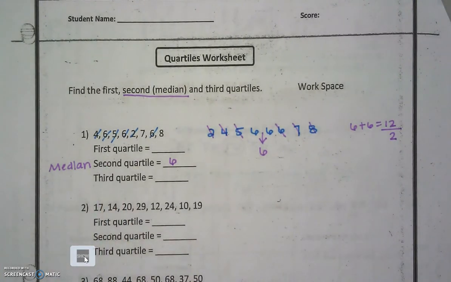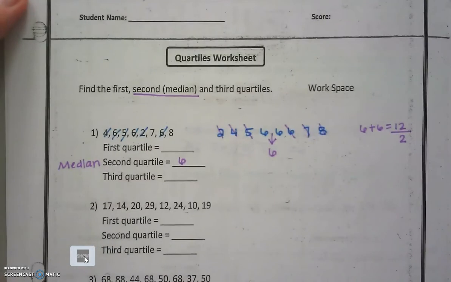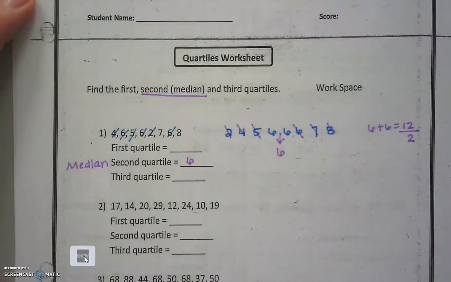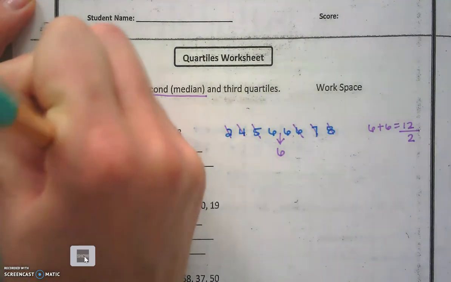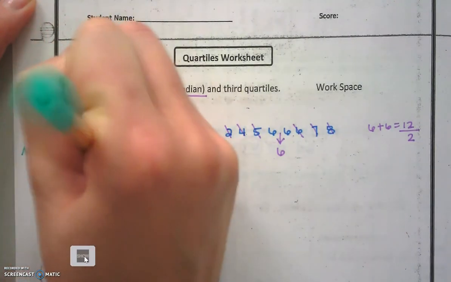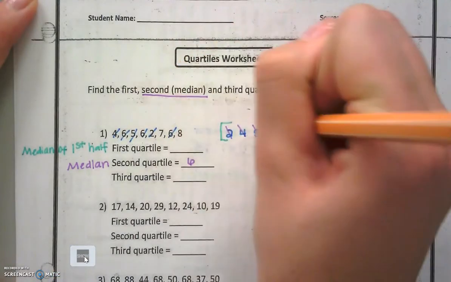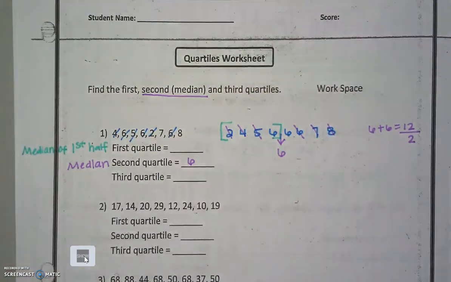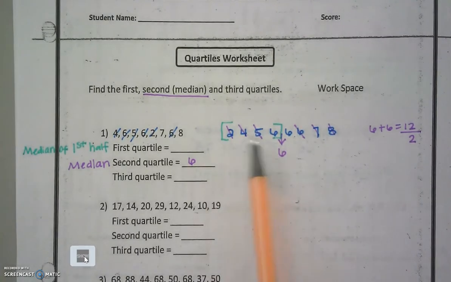Your first quartile is the median of the first half of your data. So this is the median of the first half. So I'm going to box in the first half of my data. Notice I didn't include the median. You will never include the median when we talk about the first half and the second half of your data.